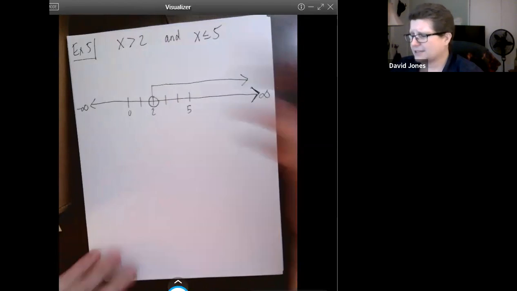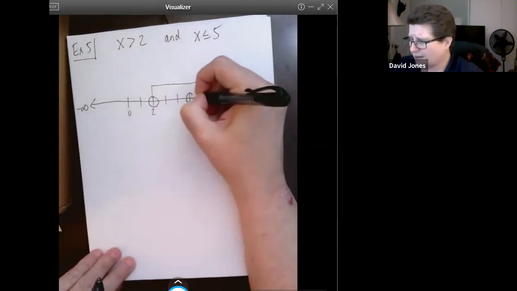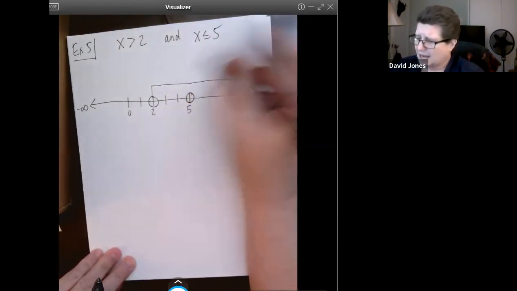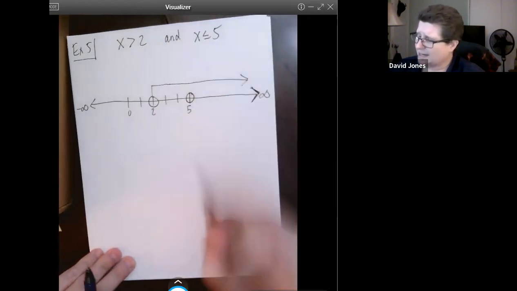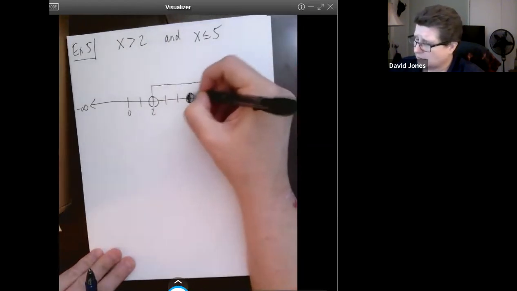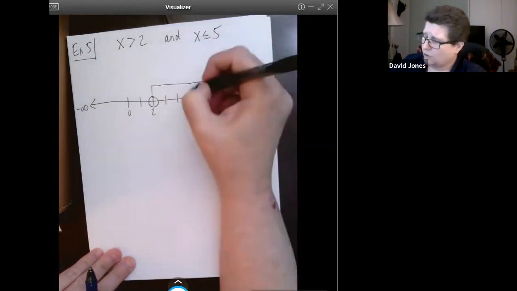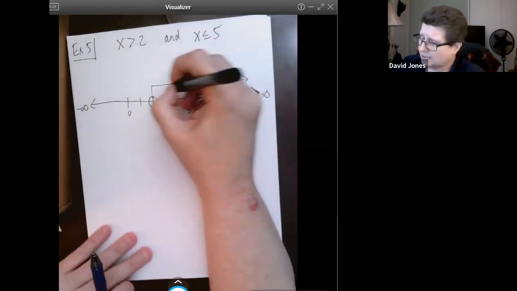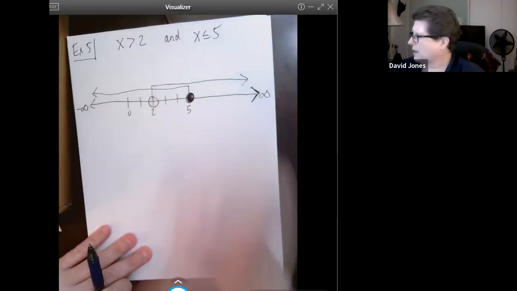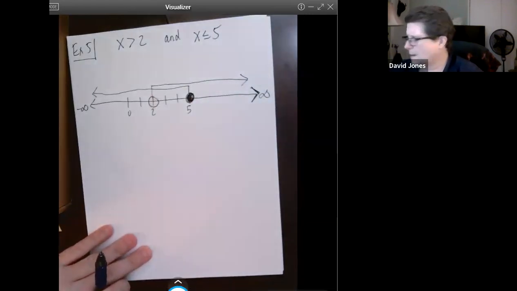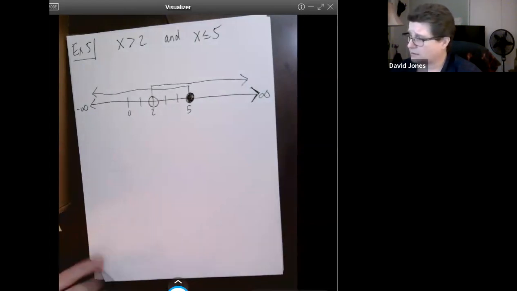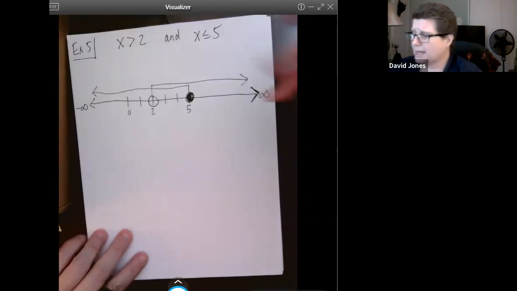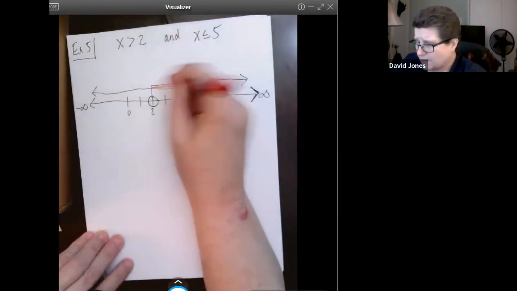For x is less than or equal to 5, I put a circle on the 5. I shade it in because it's got the inequality. And then make an arrow going to the left. Both conditions have to be met on this part, which means it's only true right here in the middle.